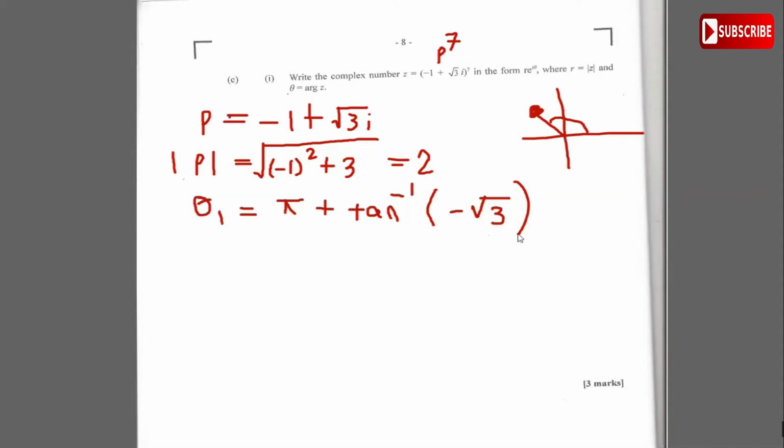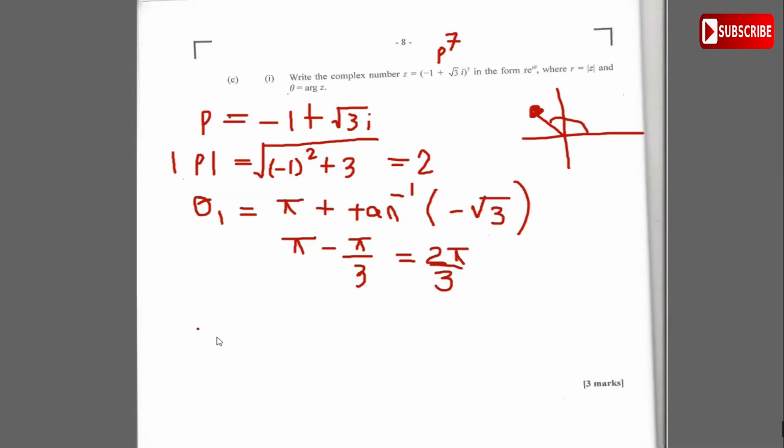According to my calculator, I'm getting minus pi by 3. And so I really have pi minus pi by 3, and that's going to be 2 pi by 3. Pi minus pi by 3 is 2 pi by 3. Nice and easy. Now that's theta 1. But what we need is theta.